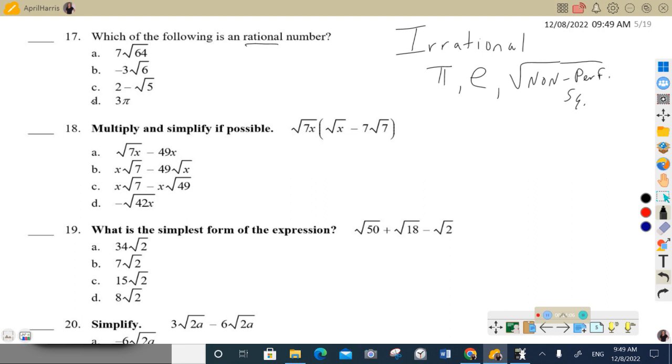It's not rational. Is the square root of 64 nice? Yes. That's going to be your rational. That's going to be my answer. Square root of 6, not a perfect square. That's irrational. Square root of 5, not a perfect square. That's irrational. The answer is A.